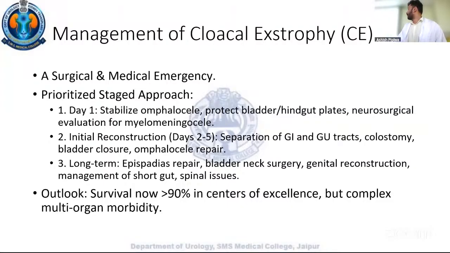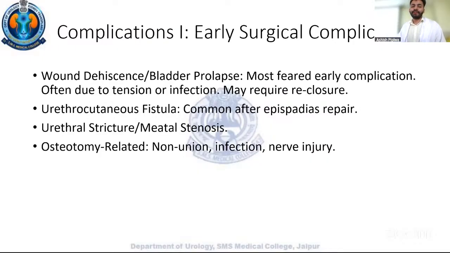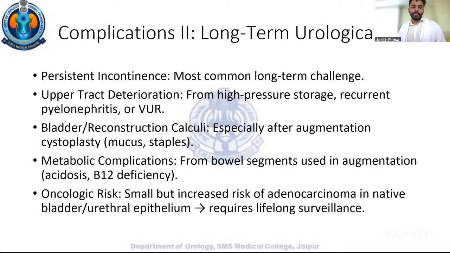Survival is now more than 90% in centers of excellence. Complications: early complications are wound dehiscence and bladder prolapse. This is the most feared early complication. It is often due to repair under tension. Then another complication is urethrocutaneous fistula. It is common after epispadias repair. Urethral stricture and meatal stenosis, and osteotomy-related complications are there. Persistent incontinence is the most common long-term challenge.